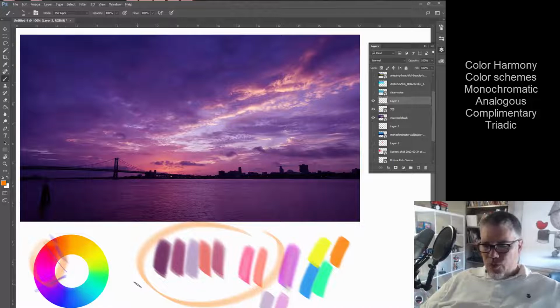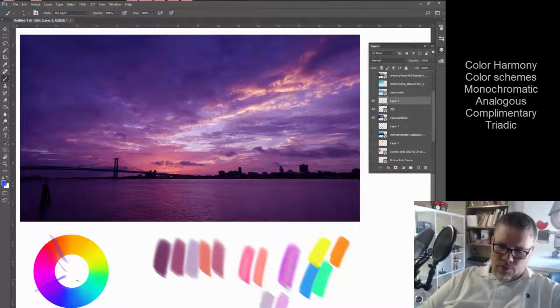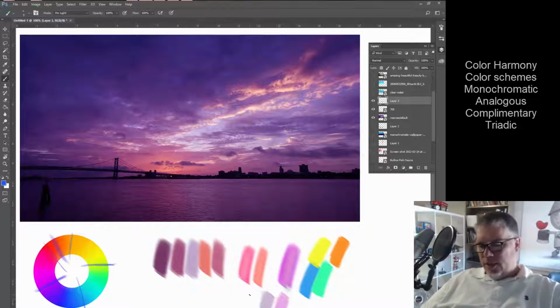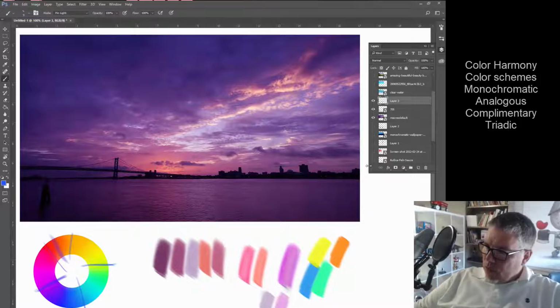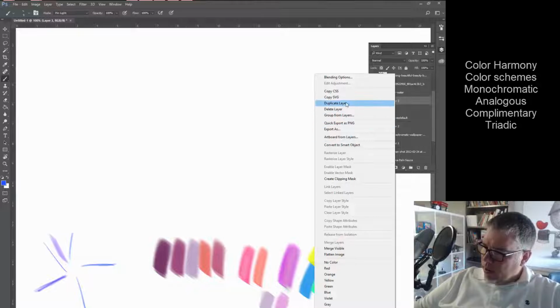And with analogous, that could go all the way around the color wheel too. You could have a segment from here to here, or from there to there. Basically any primary and a secondary color will make that analogous color scheme. And let's see, I'm going to throw this layer away.